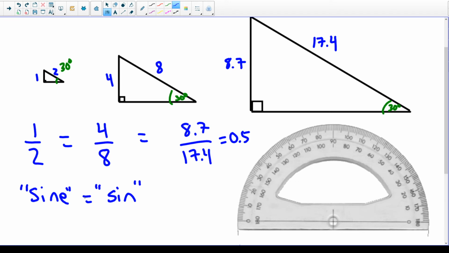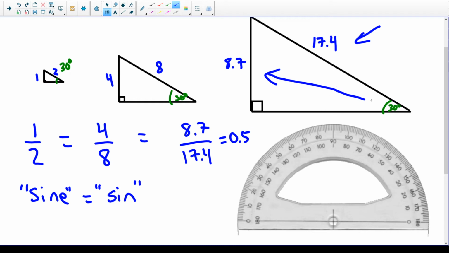What does that word mean? Well, it means the ratio when we divide the 1 by the 2, when we divide the 4 by the 8, and when we divide the 8.7 by the 17.4. For every triangle, if you're doing the division of the side that's across from the angle by the side that's the longest side, you're always going to get a constant number. So they just called it the sine of something. Now, what did they call it the sine of? Well, what did I say defines these triangles? The angle 30 degrees defines these triangles.